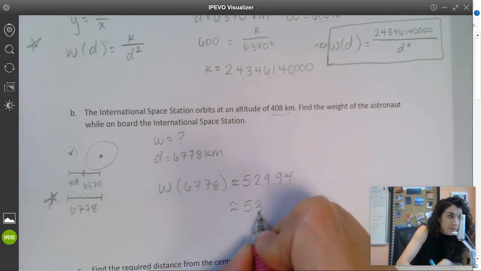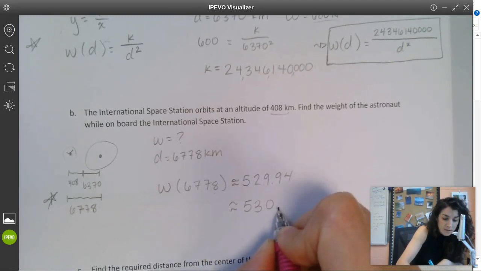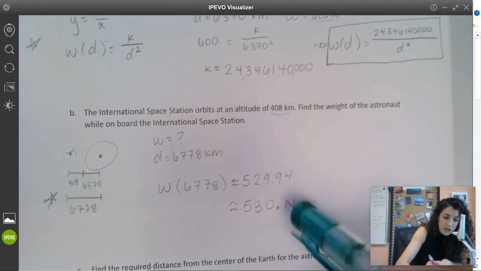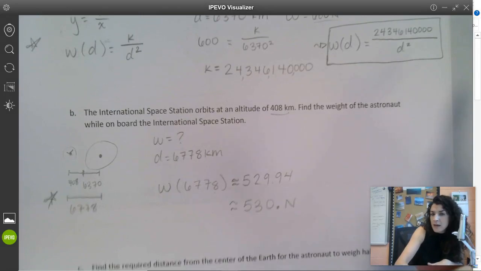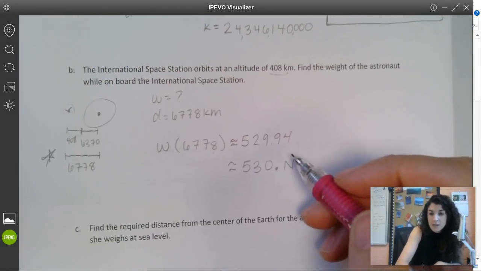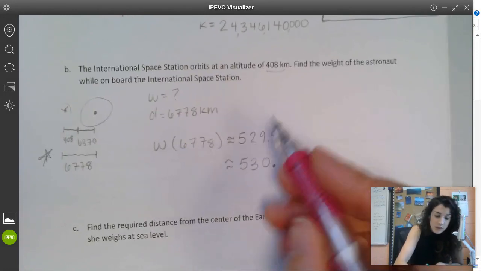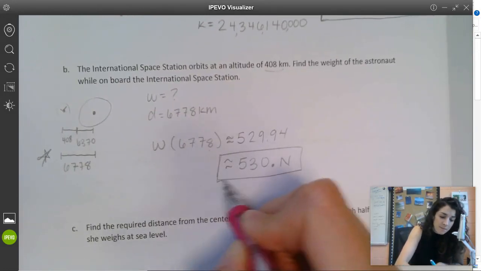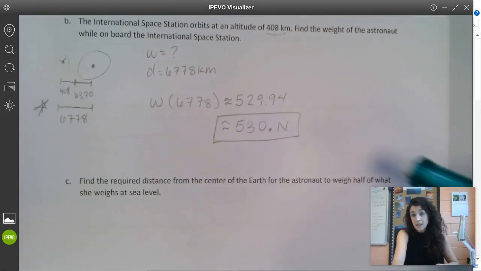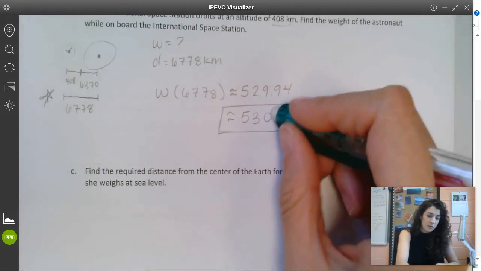So 530 newtons. You could put a little decimal there if you want to show that is 3 sig figs, but the grader will know that's the third significant figure if you're rounding to 3 sig figs, in this class at least. So you could put the decimal there, or you could just leave it without.